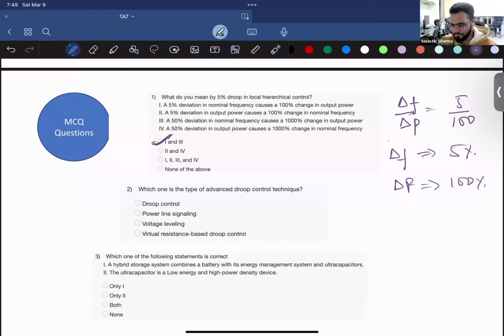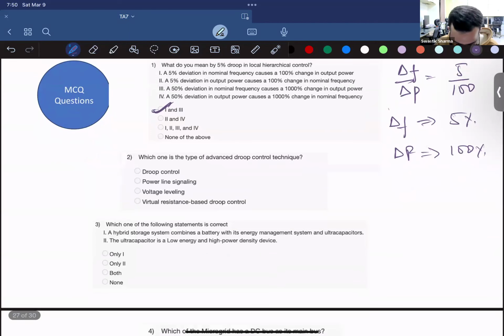Yeah, great. Next, which one is the type of advanced group control technique? Can anyone tell me which one is the type of an advanced group control?